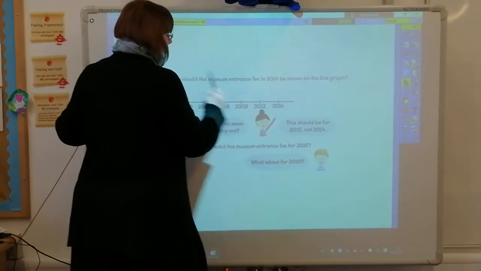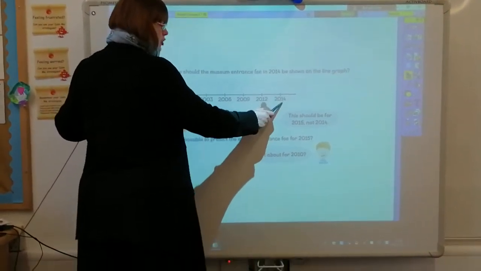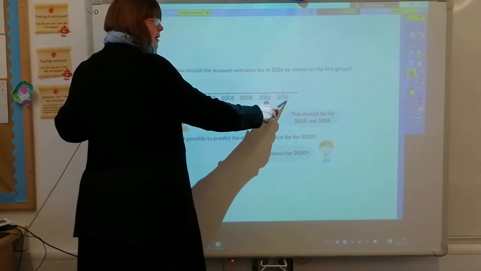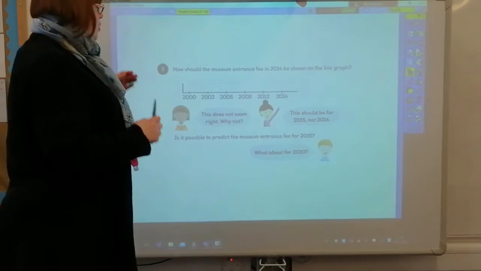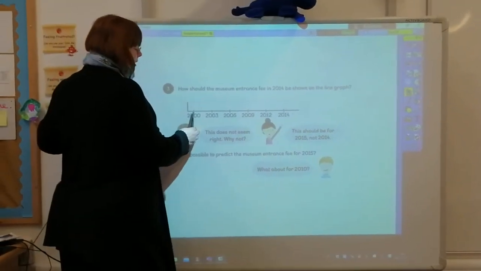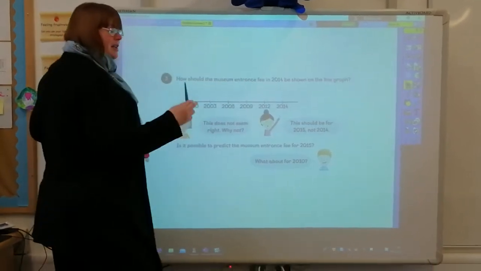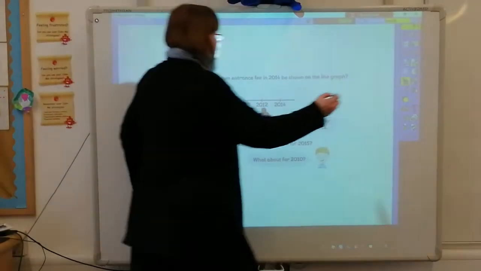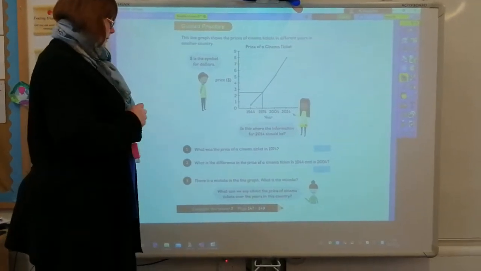But then we've got 2012. But then something's wrong here. What should that number be? Hopefully he shouted 2015 at me. Okay, you've got to make sure that the information on the bottom, the numbers on the bottom, are evenly spaced out.